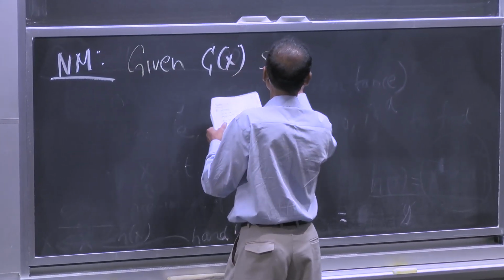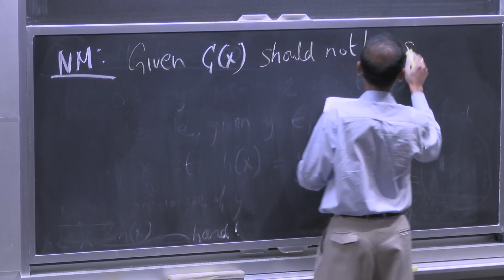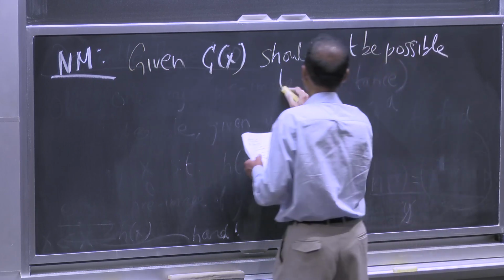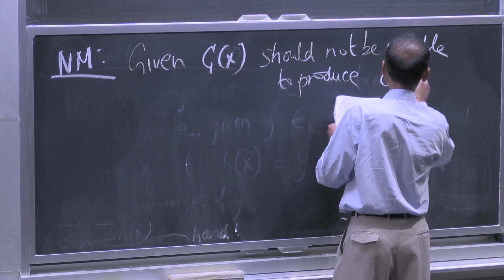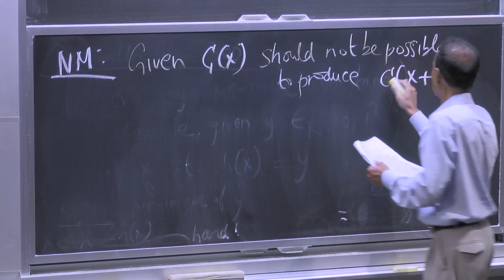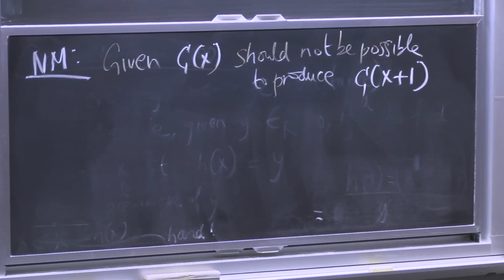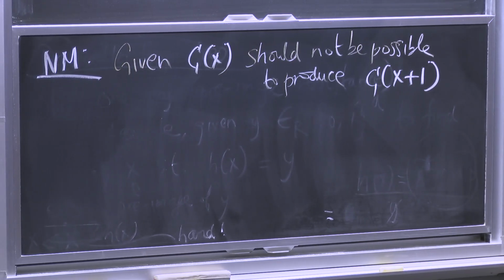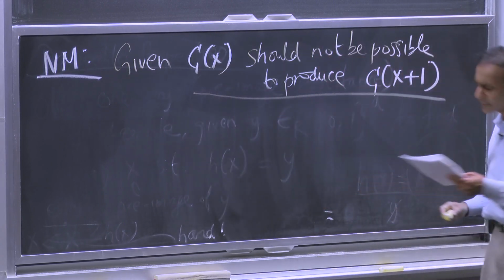You still want this to work, even though all the other bidders can see C of x. So given C of x, it should not be possible to produce C of x plus 1. Right? You don't know what x is, but if you can produce C of x plus 1, you win. Right? And so that's a problem.